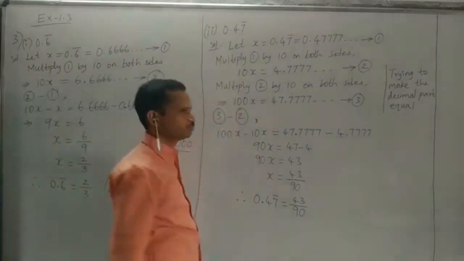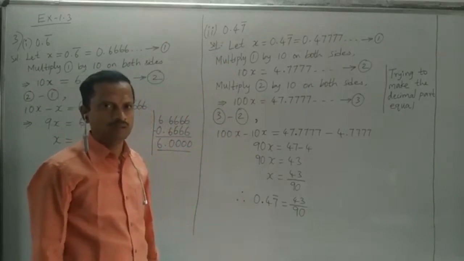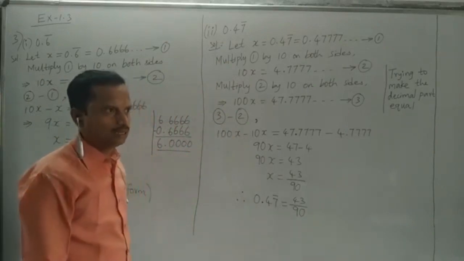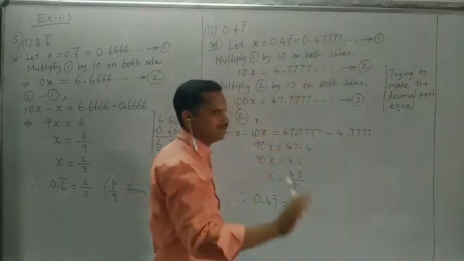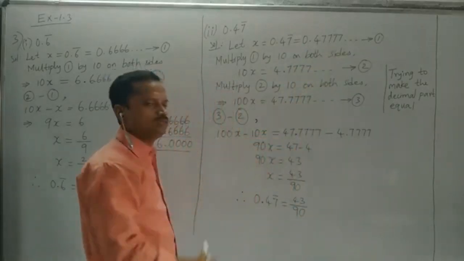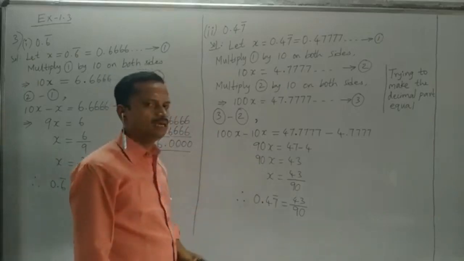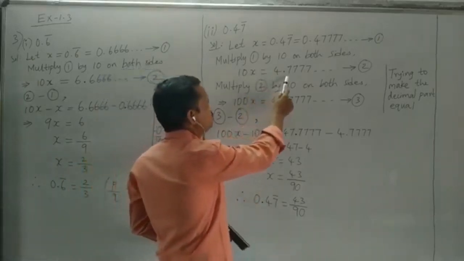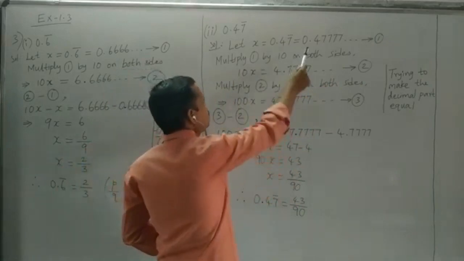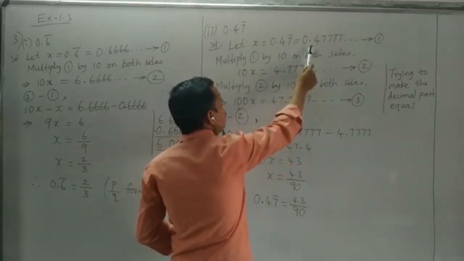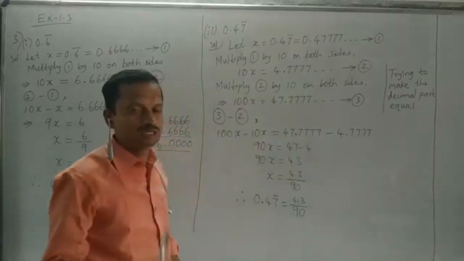And now coming to the second option, 0.47 bar. Only the 7 has the bar. That means after 4, only 7 is repeating. So you take x equal to 0.47 bar, that is equal to 0.47777. Only 7 is repeating because the bar is only on 7. And that is equation 1. Now only 1 digit is repeating, as I told you earlier. You multiply by 10 and you get 10x equal to 4.7777. You name it as equation 2. Here, you focus on the decimal part. Here, after the point it is 0.477, and here 0.77. So the decimal parts are not equal.